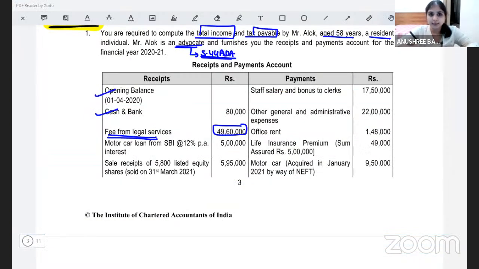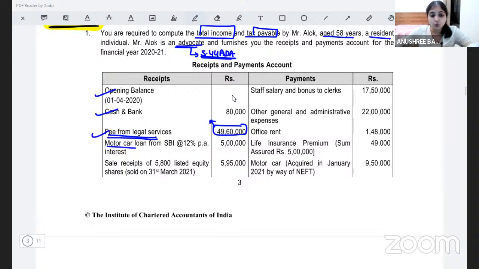By 44 ADA, number one, the assessee is an advocate. Advocate is a specified profession. And number two, the assessee's gross receipt is within 50 lakhs, only 49,60,000. Therefore, 44 ADA is definitely applicable. So we'll first do the calculation as per the normal route. Then we'll calculate as per 44 ADA. We'll pick whichever gives us the least income. Okay, remember, we'll have to do that.